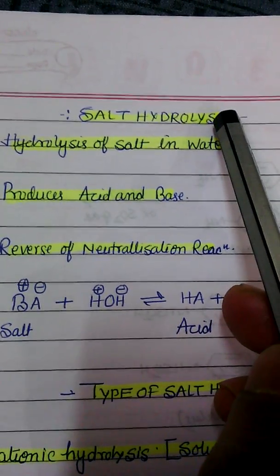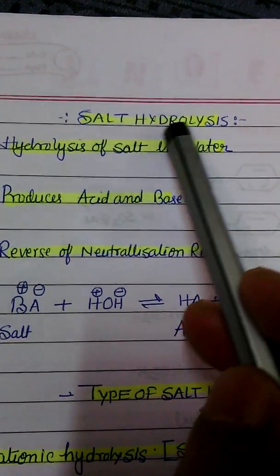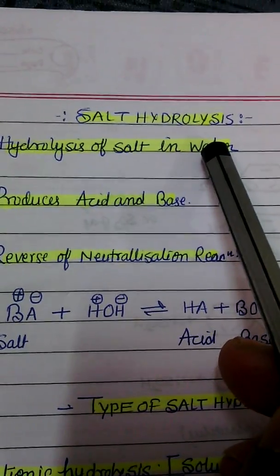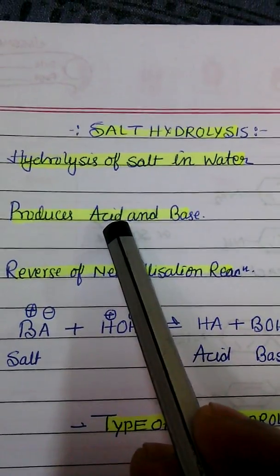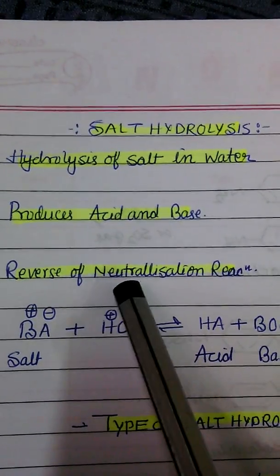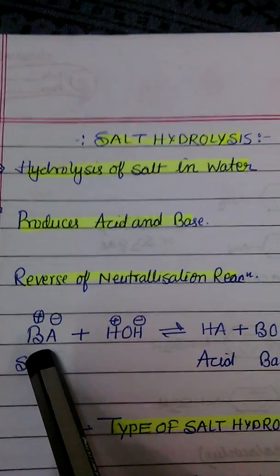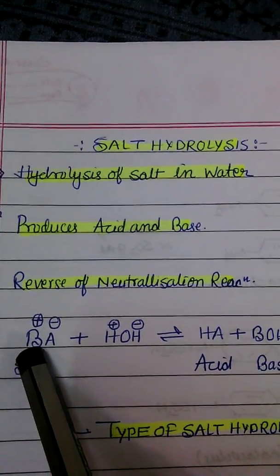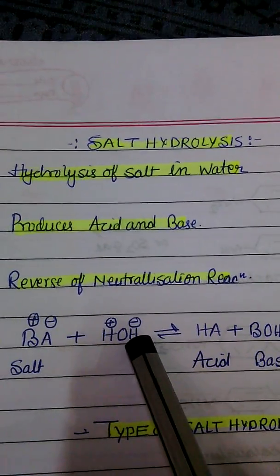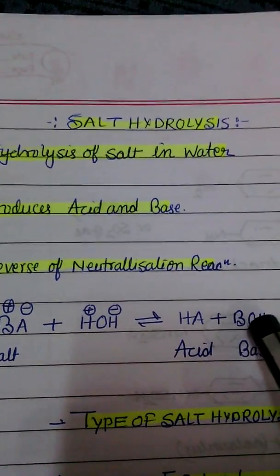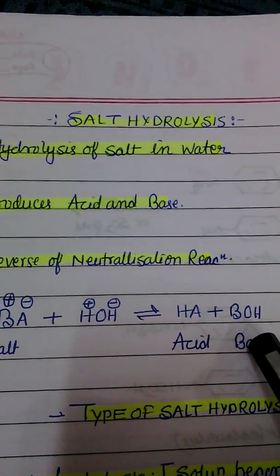Now first of all we want to understand what is the meaning of salt hydrolysis. Simply it means hydrolysis of salt in water. Whenever a salt undergoes hydrolysis reaction with water, it produces acid and base. This salt hydrolysis reaction is just the reverse of neutralization reaction. To understand this, let us consider a general example of salt, which is BA. When it undergoes hydrolysis reaction with water, it forms HA and BOH, meaning acid and base.